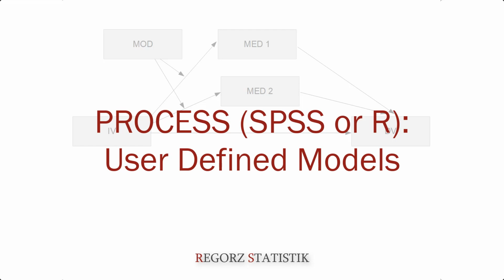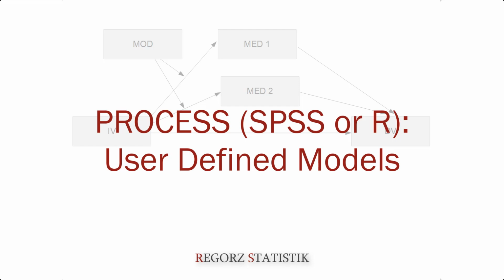If you use the PROCESS macro from Hayes to test for moderation, mediation or moderated mediation, you have several different model numbers to choose from. But there are even more possibilities. You can define your own model. That is, you can test models that are not part of the predefined models for which there are model numbers. In this video I will show you how.